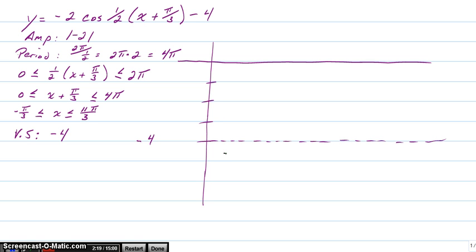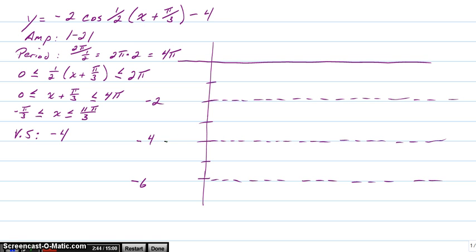And how far is it going to go above and below? Well, that's where the amplitude comes in. So the amplitude is the absolute value of -2. So it's going to be going up 2 units, which is here, at -2. And it's going to be going down 2 units, which is at -6. And I draw these lines in here just to help me out so I know where the graph is going to be.